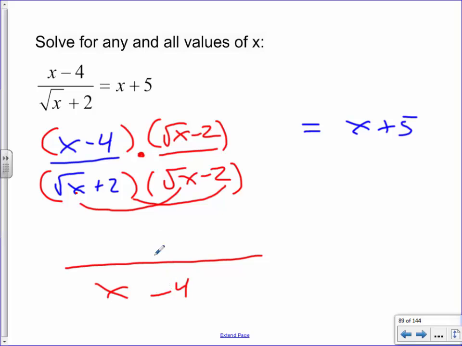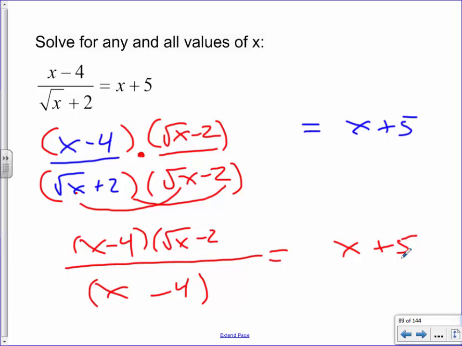I mean, if you want to prove it to yourself, this will give you a 2 root x. This will give you a -2 root x. They'll cancel. Don't FOIL the top, by the way. You have x -4, and you have root x -2. Oh, wow. I heard someone have like a light bulb moment there.